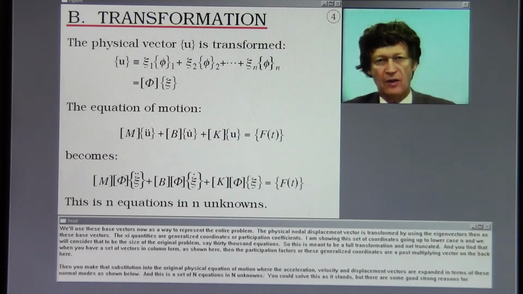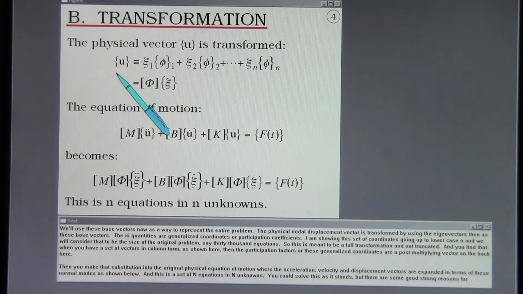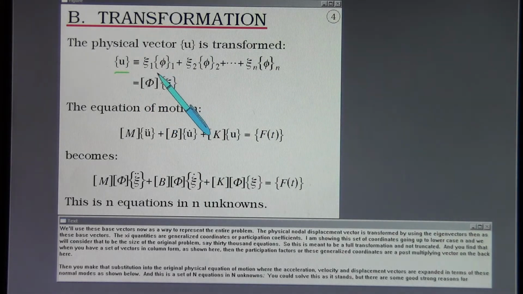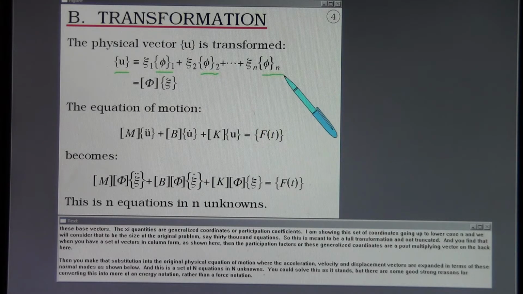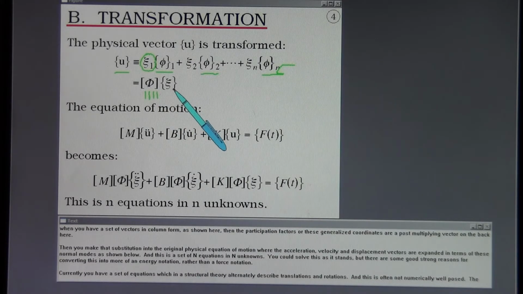We'll use these base vectors now as a way to represent the entire problem. The physical nodal displacement vector is transformed by using the eigenvectors then as these base vectors. The C quantities are generalized coordinates or participation coefficients. I'm showing this set of coordinates going up to lowercase n, and we will consider that to be the size of the original problem, say 30,000 equations. So this is meant to be a full transformation and not truncated. And you find that when you have a set of vectors in column form as shown here, then the participation factors or these generalized coordinates are a post-multiplying vector on the back here.